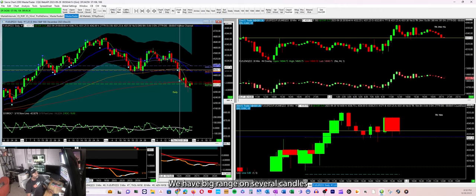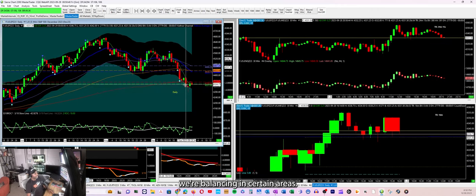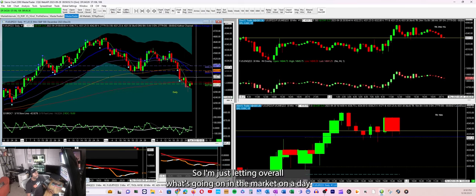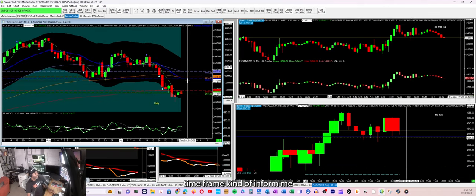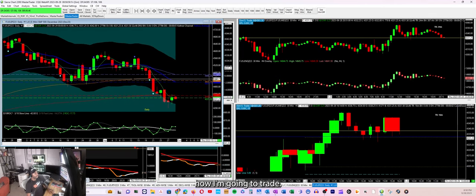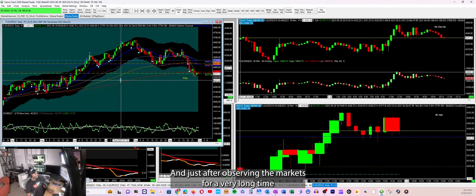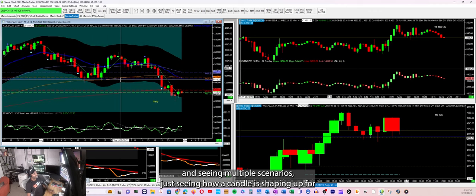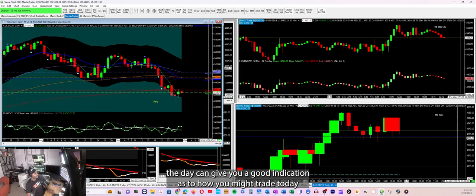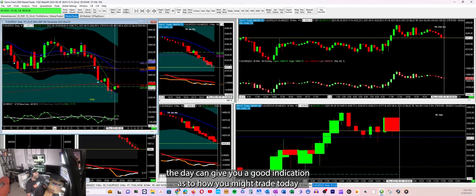We have big range on several candles. We're balancing in certain areas. So I'm letting what's going on in the market on a daily time frame inform me how I'm going to trade. After observing the markets for a very long time and seeing multiple scenarios, just seeing how a candle is shaping up for the day can give you a good indication as to how you might trade today.